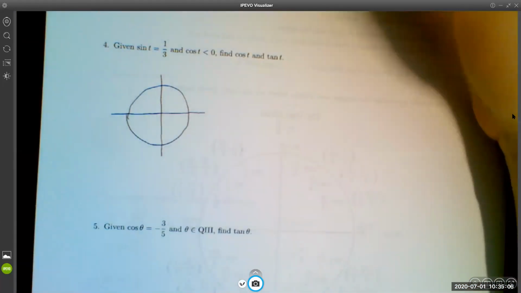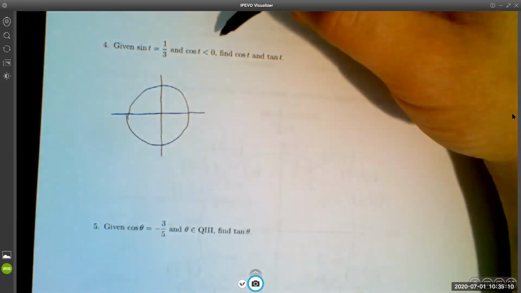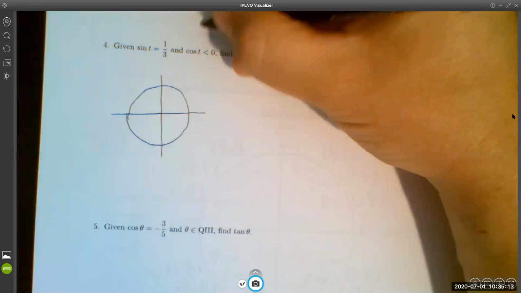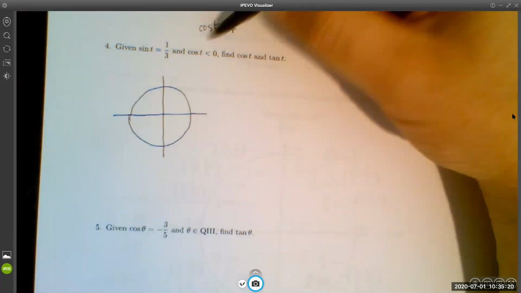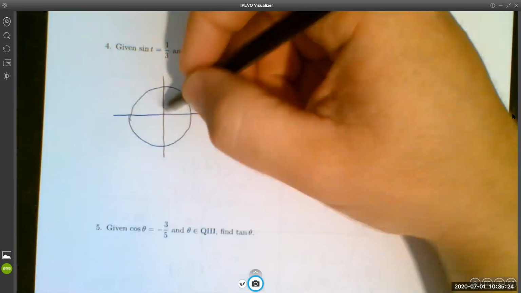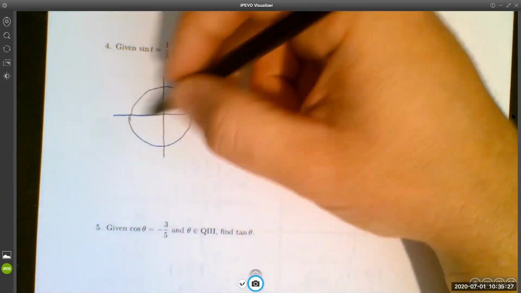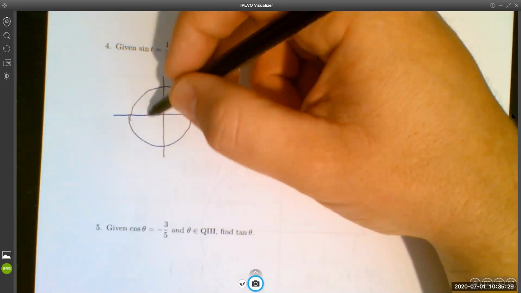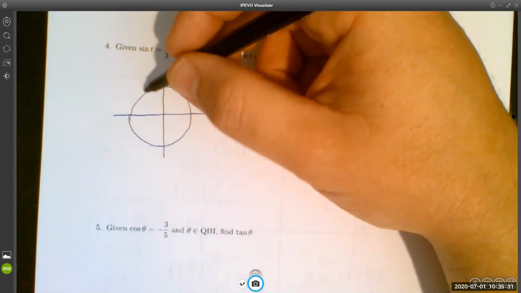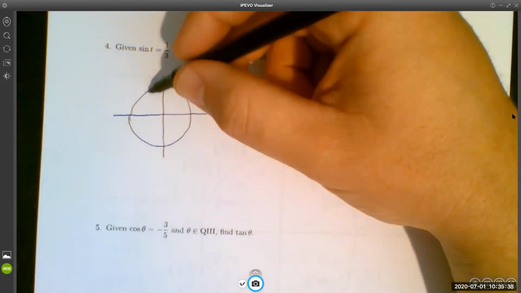since cosine t is negative, remember that cosine t is x over r, right? And r is always a positive number. So the only way that cosine t is going to be negative is if x is negative. Now, where does that happen? That happens over here, right? X is negative over here. That happens in quadrants 2 and 3. So given this, we know that t must be in either quadrant 2 or quadrant 3.